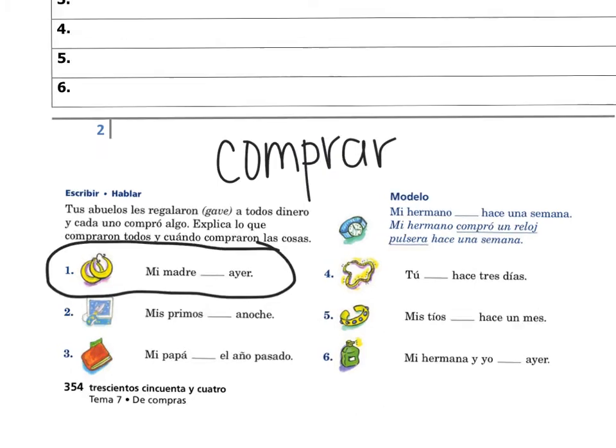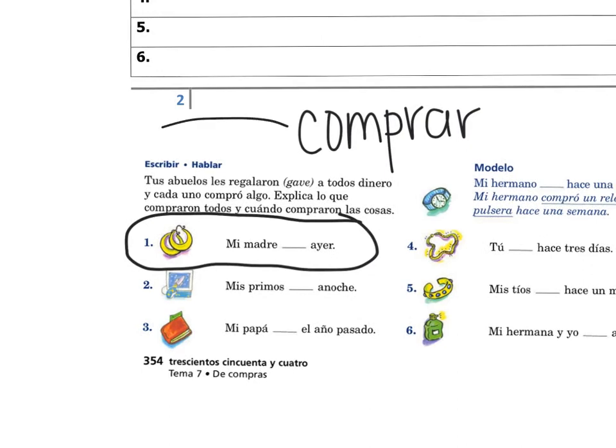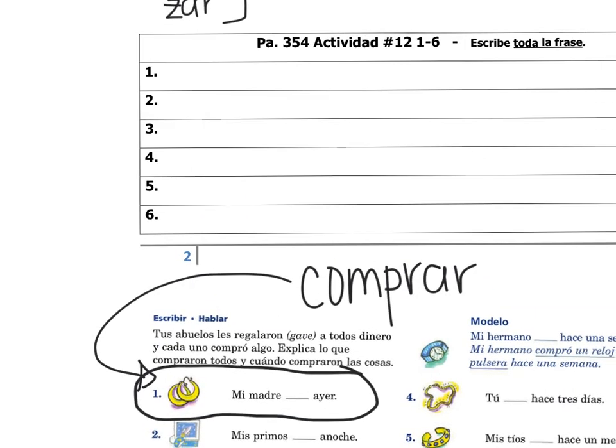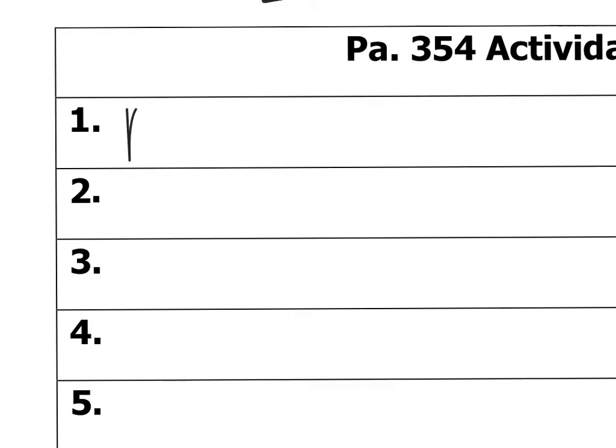And the other thing is you have to tell me what the person bought. You need to use the picture that's provided, and that's going to be all new vocab. So in English, we're going to be saying, my mom bought the earrings yesterday. So we'll start our sentence with mi madre, for my mom.